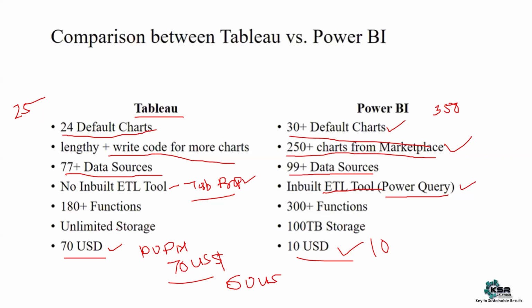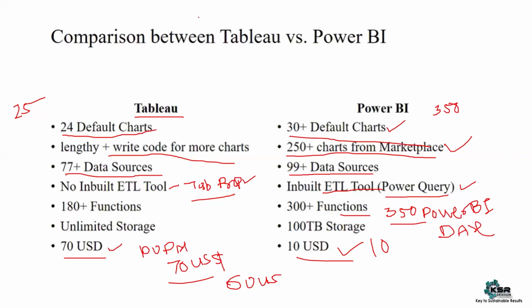Now coming down to the functions. Functions are nothing but your formulas. For any reporting tool, if you are not satisfied with whatever information is available inside that tool, you have to write a few functions to get the data prepared first. So we have 350 functions as of now available in Power BI. Those functions are called DAX functions.